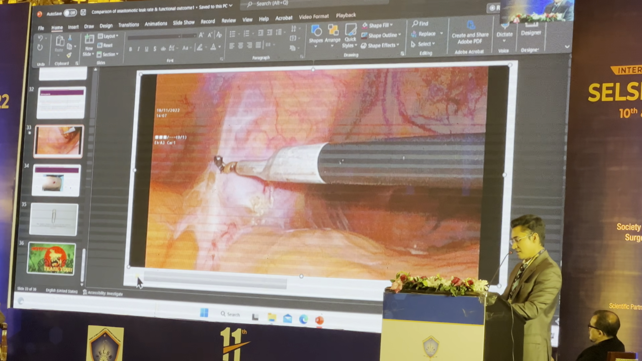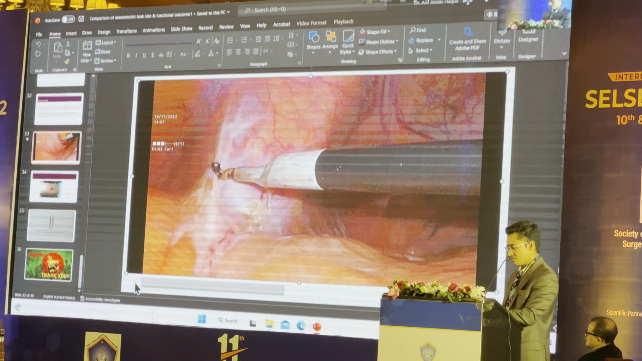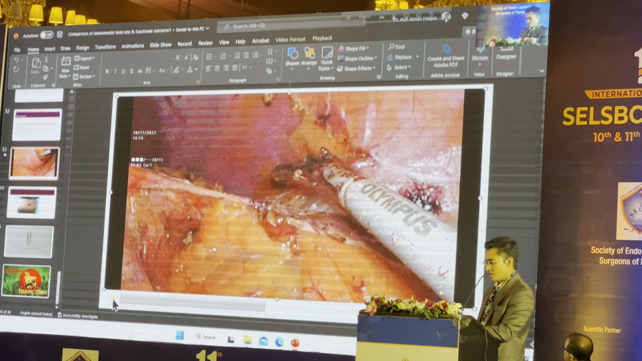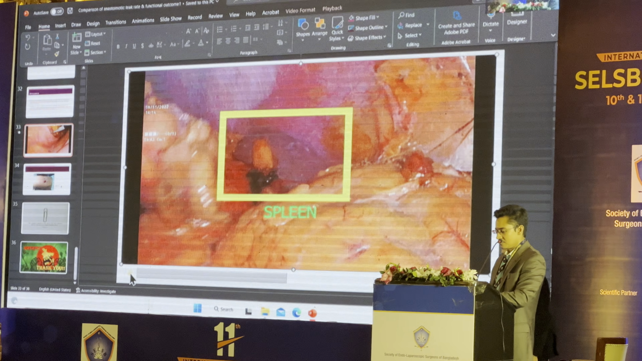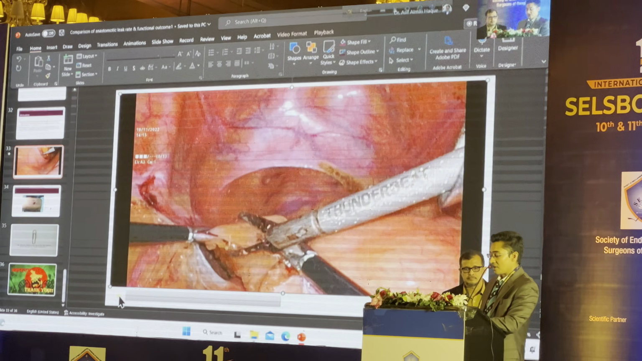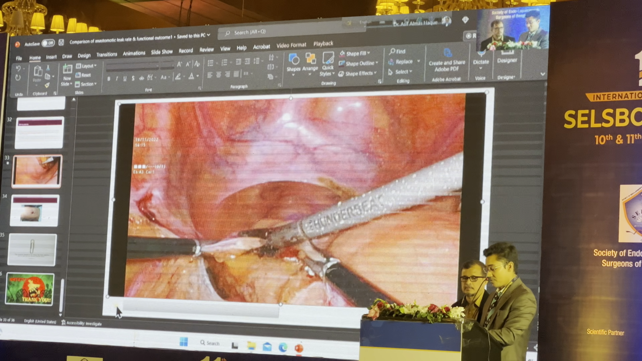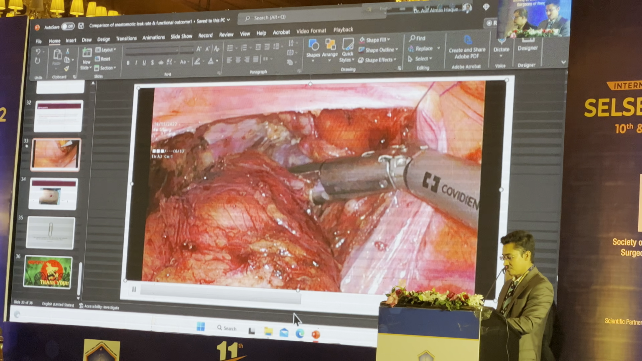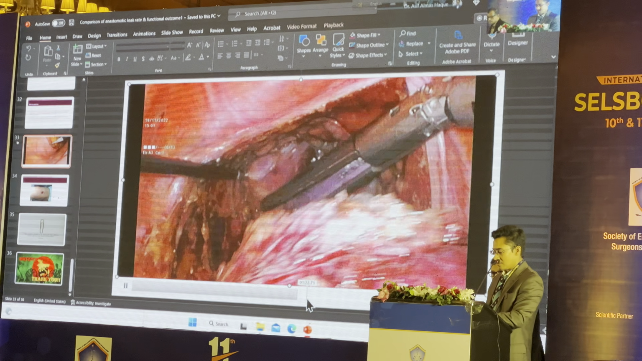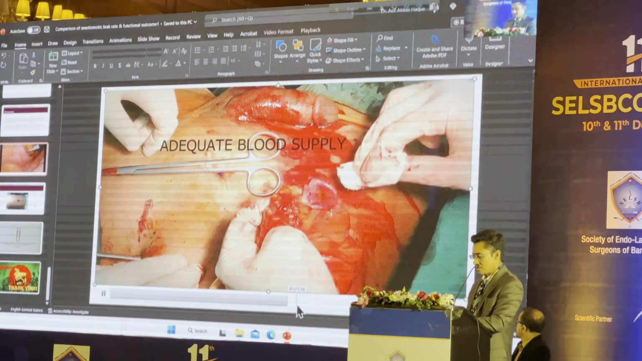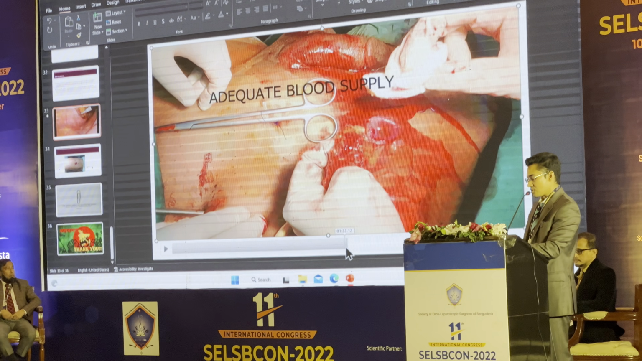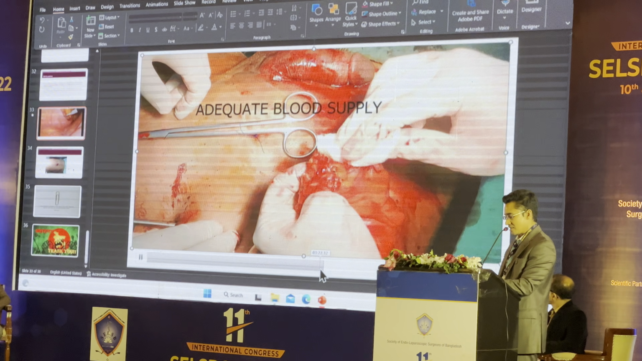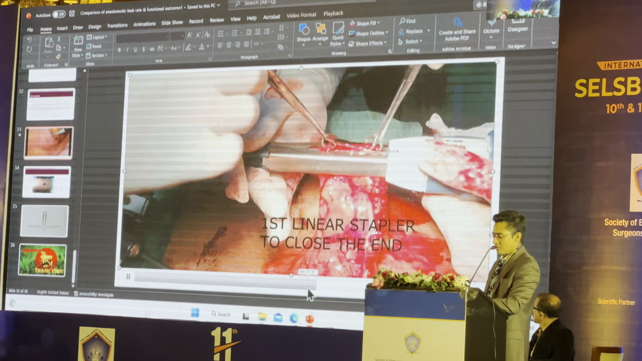Then we start the lateral dissection. As you can see, the complete mobilization of the splenic flexure is done. There is the spleen. I'm sorry, I have to increase the speed because my time is up, so I'll try to finish as early as possible. This is the dissection done. Then I just want to show you one thing. Make sure when you take it out, the blood supply must be adequate. As you can see, there is fresh, beautiful bleeding.